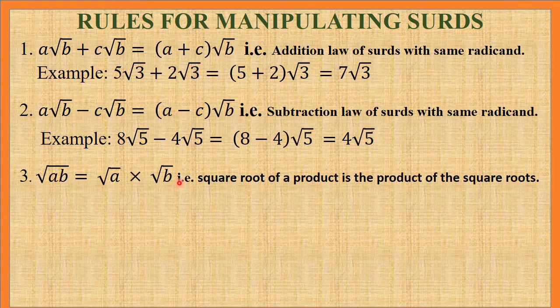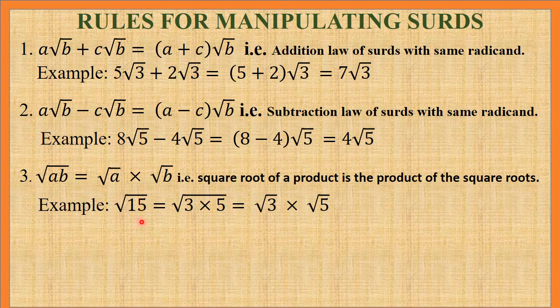That is, when you have a certain number, look for two numbers which are factors of that particular number. Multiply the square roots of the factors. That will give you back the surd. Example, root of 15 will be the same as root of 3 times 5. And we can separate them as root of 3 multiplied by root of 5.